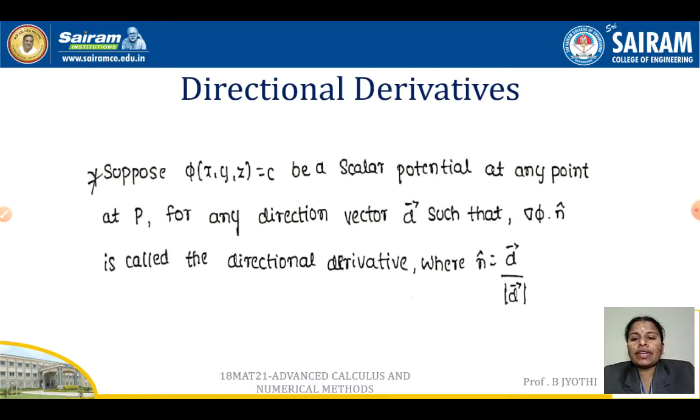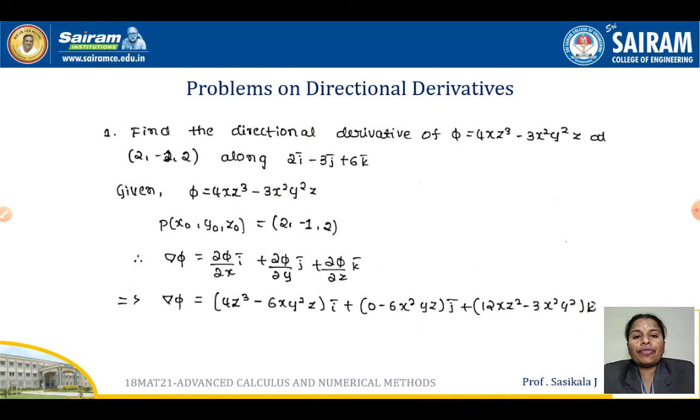The directional derivative: suppose phi of x comma y comma z is equal to c be a scalar potential at any point p, for any direction vector d vector, such that del phi dot n cap is called the directional derivative, where n cap is equal to d vector by modulus of d vector. So to find the directional derivative when you have the scalar potential function, the formula is del phi dot n cap. Okay, so we'll go with the problems of directional derivative.